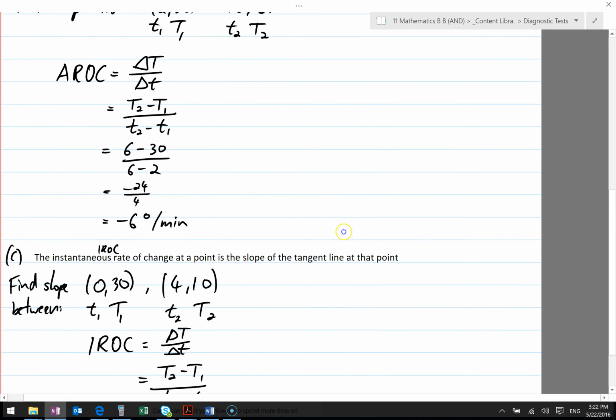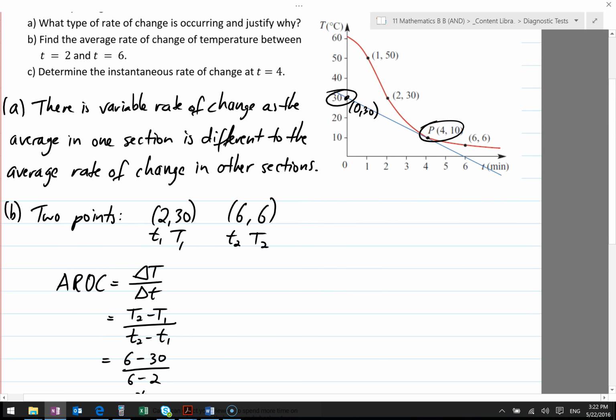Again, let's look back, make sure it looks reasonable. Yeah, it's negative, downhill. It's probably a little bit less steep than that one. So we're all good there. I better keep this point in for the written solution. So this one is for part C, and this other line here was for part B.